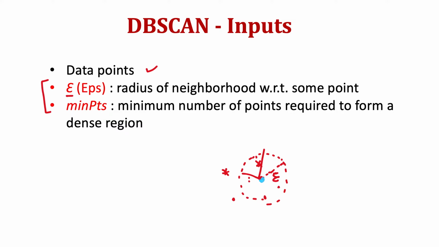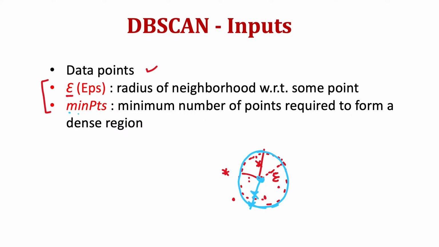So it's easy to draw a circle with radius epsilon in all directions, taking this point as the center. If some point is here, then this distance will be less than epsilon, because the distance from this point till here is epsilon. So any point falling in this circle will be in the neighborhood of that point. So this is one condition.